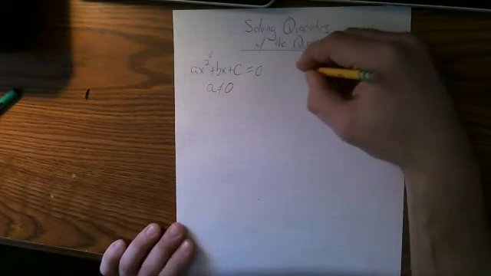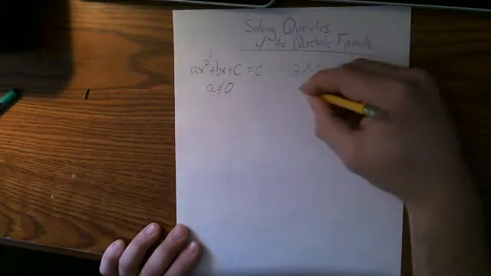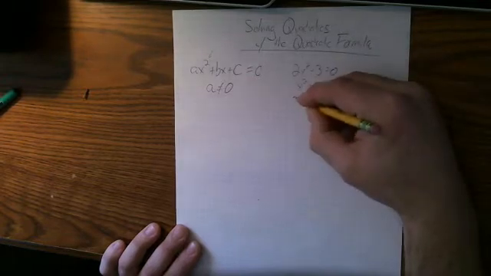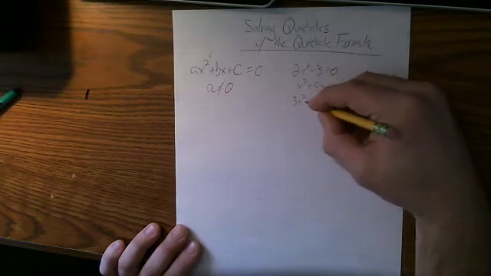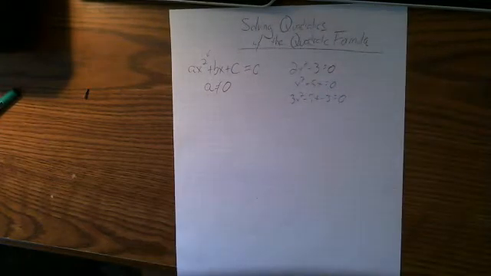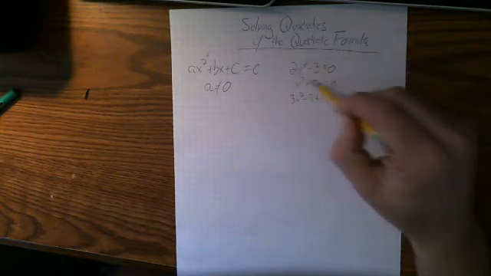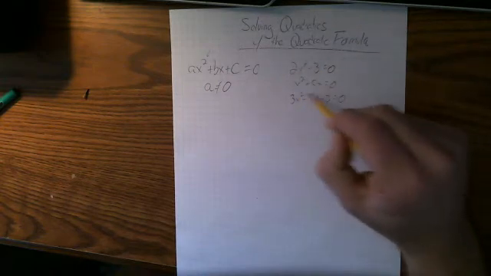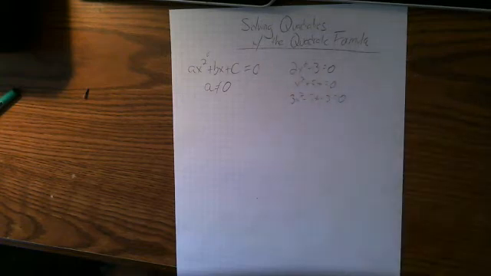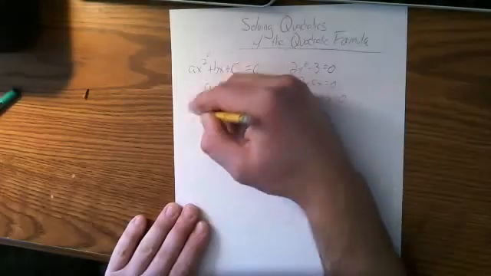So examples of quadratics would be 2x squared plus 3 equals 0, x squared plus 5x equals 0, or 3x squared minus 5x minus 3 equals 0. So these are all examples of quadratics because they all have x squared. Notice that this has a missing value of b, this has a missing value of c, and this has no missing value. So these are all three ways that a quadratic can look. All three of these examples are quadratics in standard form.